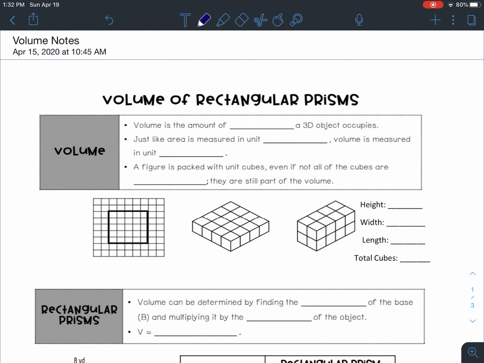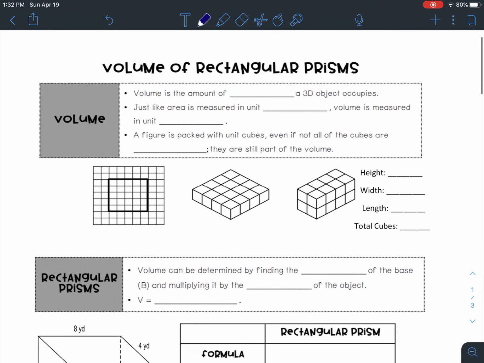Hey guys, so this week we're going to be talking about volume of rectangular prisms. Volume is the amount of space a 3D object occupies. Just like area is measured in units squared, volume is measured in units cubed, because volume has 3 dimensions and area has 2 dimensions. So I can say something like centimeters cubed.